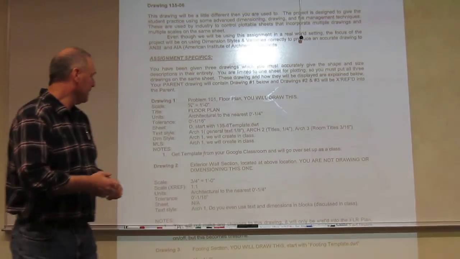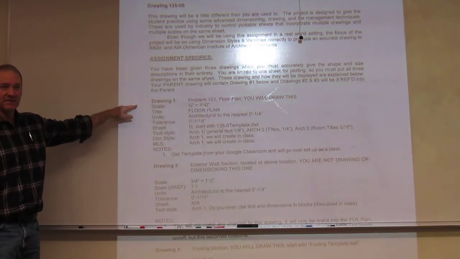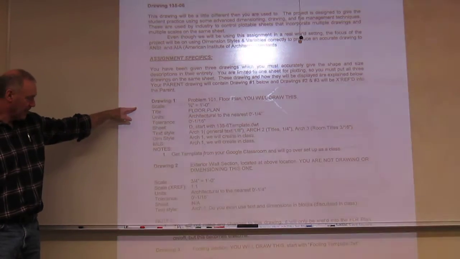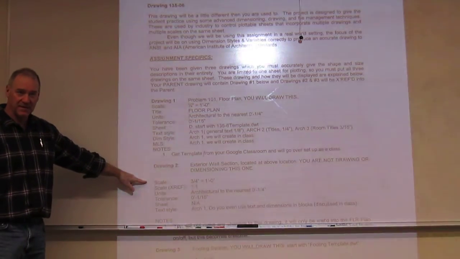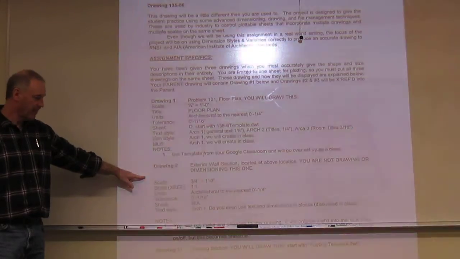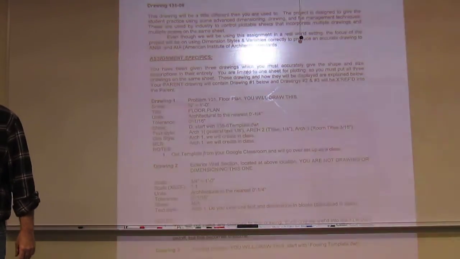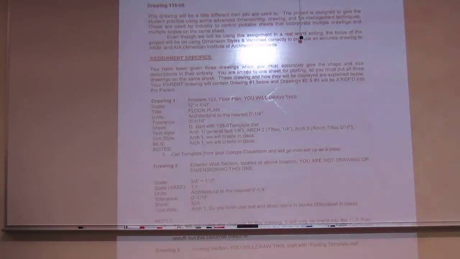Now, we have 3 scales on here. You're going to do a floor plan that is 1/4 inch to a foot. You are going to do a wall section that is 3/4 inches to a foot. And then the last one down the bottom, you're going to do a footing section that is at 1 inch to a foot. All of these are going to print on the same sheet.